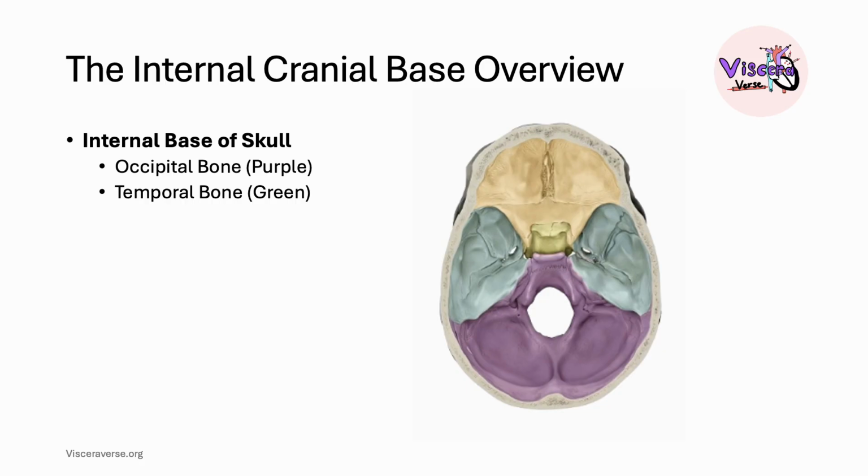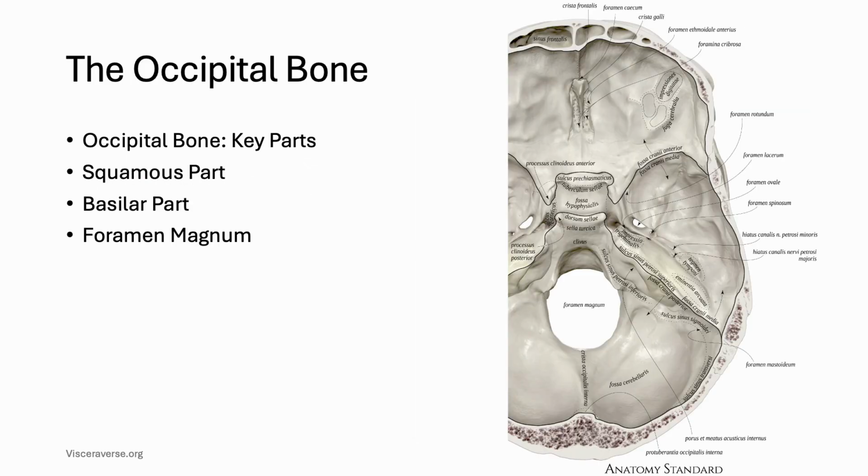So to orient ourselves, here we're looking from above, where the brain is removed. We're looking at the internal aspect of the skull. And for the sake of this video, we're going to be focusing on two important bones, the occipital bone here and the temporal bone right here. So let's break down the occipital bone.